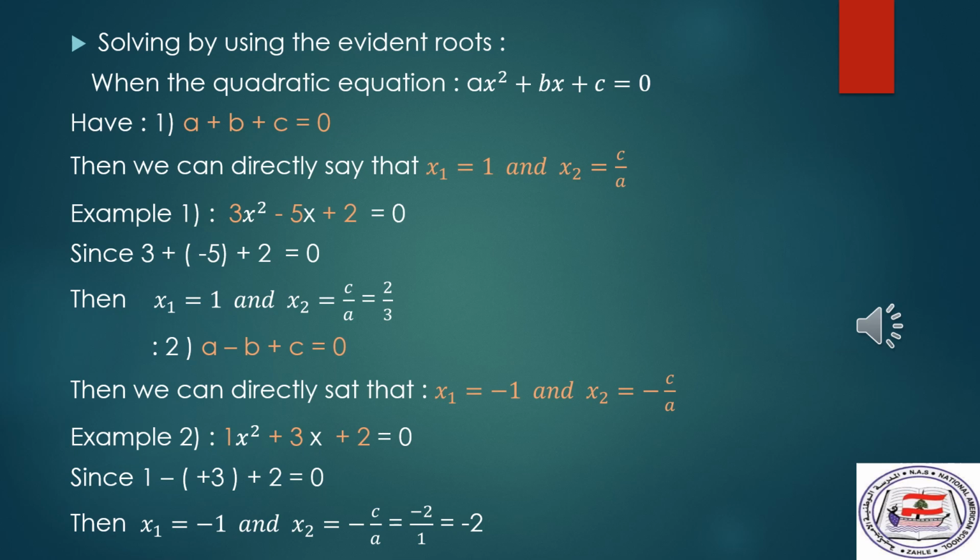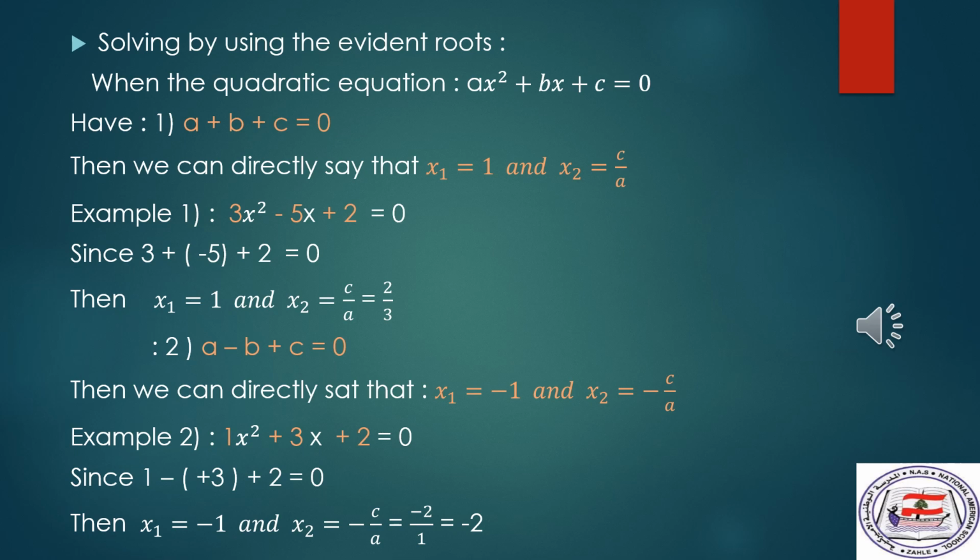Another way to solve a quadratic equation in the form of ax squared plus bx plus c equal to 0 is by using the evident roots. Evident roots are calculated without using the discriminant, and it's mostly used when the calculator is not allowed, especially in the SAT tests. When the real coefficients a plus b plus c gives a value of 0, then we can directly say that the first root is for sure 1, and the second root is in the form of c over a.